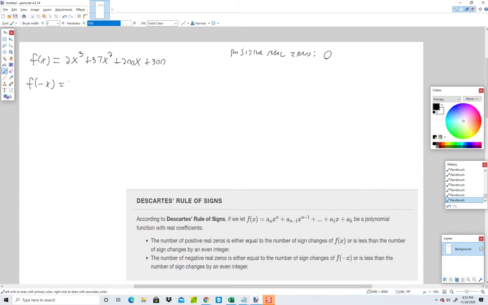Everywhere I have an x, I'll put in a negative x. So it will look like this. Now, negative x to the third power gives us a negative x to the third, times 2 gives us negative 2x to the third. Negative x squared, negative x times negative x is a positive x squared, so that gives us a plus 37x squared. 200 times negative x is negative 200x, plus 300.